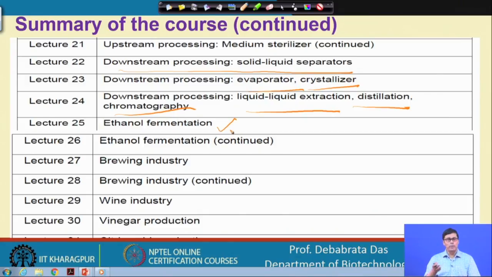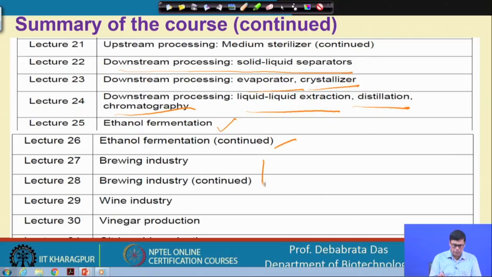And nowadays the government is thinking seriously about it as a substitute for gasoline, because the government recommended that 20% of gasoline can be substituted by ethanol. We call it power alcohol. Now, this ethanol fermentation I discuss in 2 lectures.